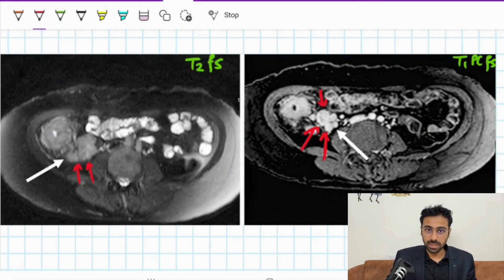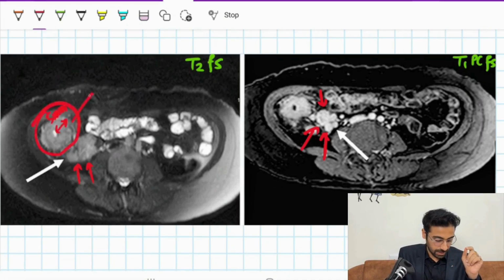Now another point I want you guys to observe here is this. This is the cecum. It is showing symmetric wall thickening. This came out to be around 5 mm and the lumen is narrowed in center. There is surrounding fat stranding here. Now, this is classical of infective etiology. However, a close differential at this point of time is malignancy.